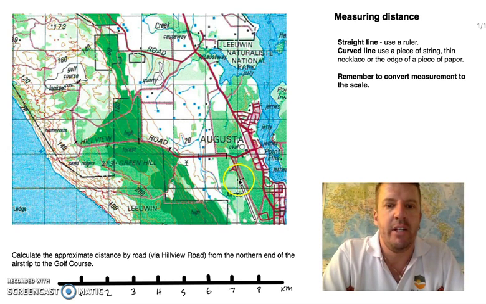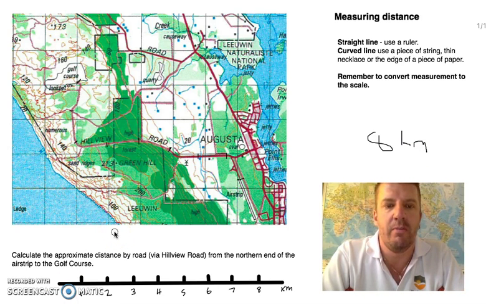In this case we've got 1, 2, 3, 4, 5, 6, 7, 8. Our distance is very close to being 8 centimetres, which would be a distance of 8 kilometres between the northern part of the airstrip and the golf course.